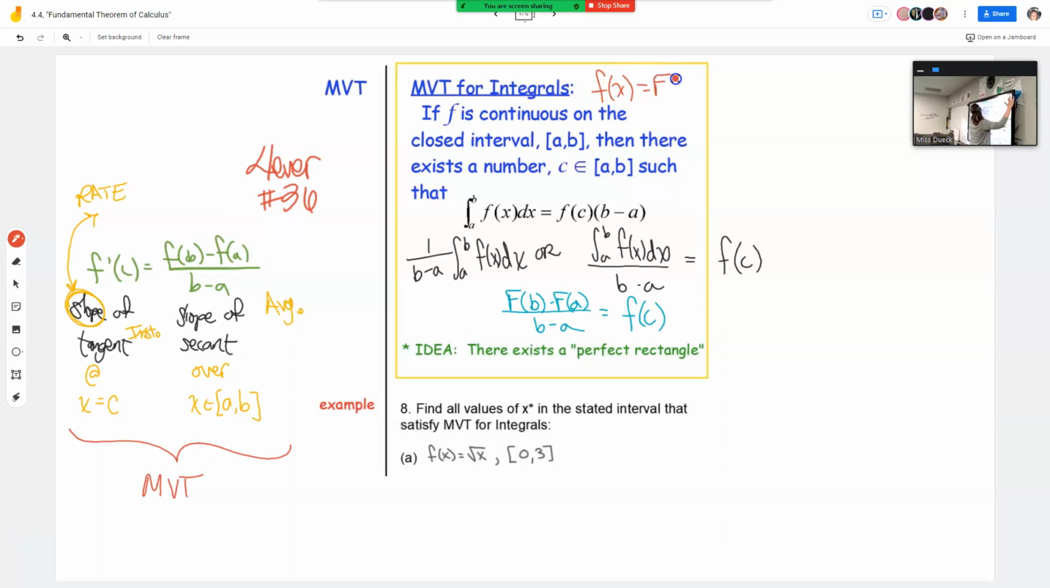Now, I'm explaining why it works. Try to make it memorable. I'm not sure if that's really helpful. Let's just do an example. Does that sound good? So let's do an example.